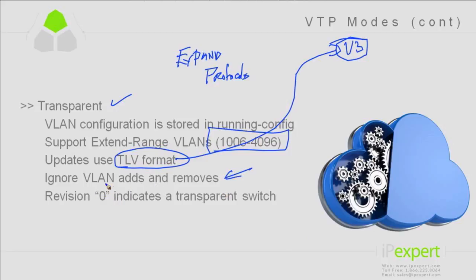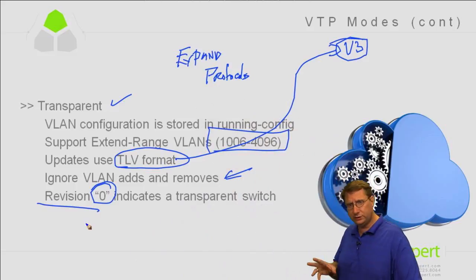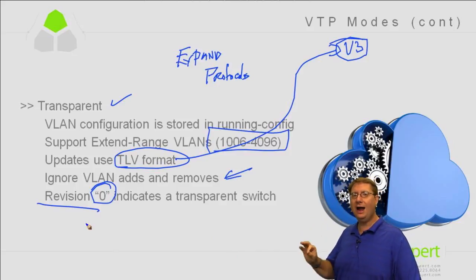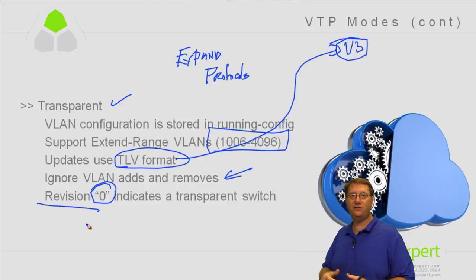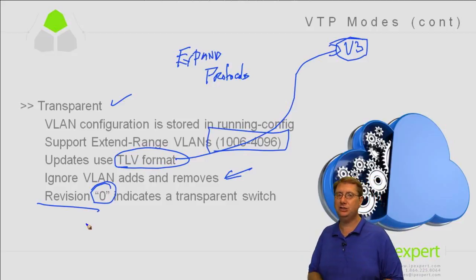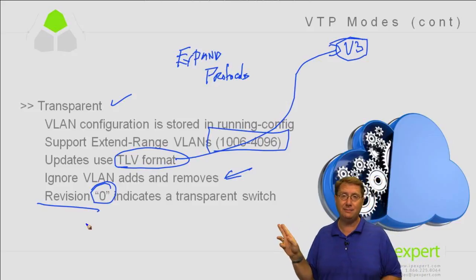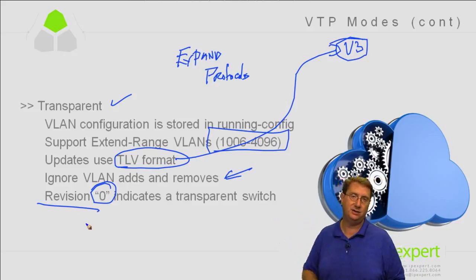Now, how do I know or recognize that a device is operating as a transparent switch? Well, we have this idea of revision. I want you to think of revision for VTP as a level of believability. The higher the revision, the more believable the database is because it's existed for the longest period of time. That's the implication. However, if I go to a device and I say vtp mode transparent, it's going to take that VLAN database revision and take it down to 0.